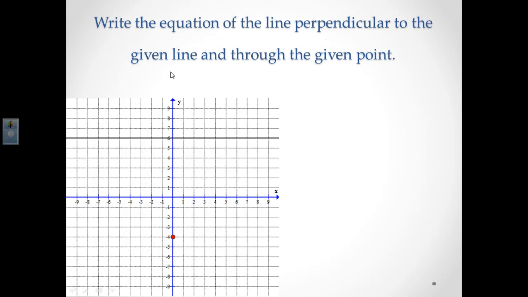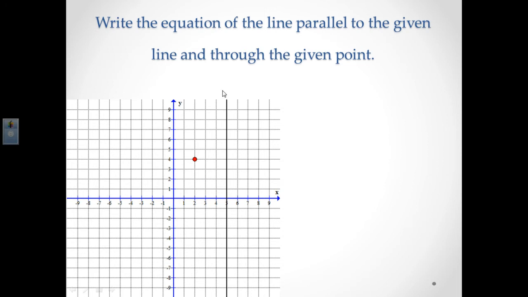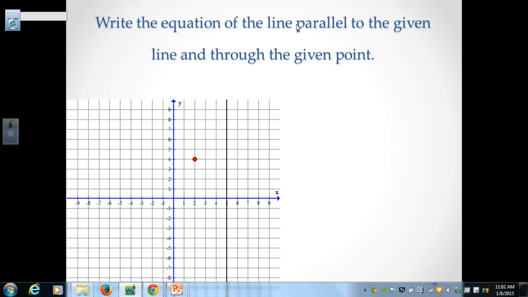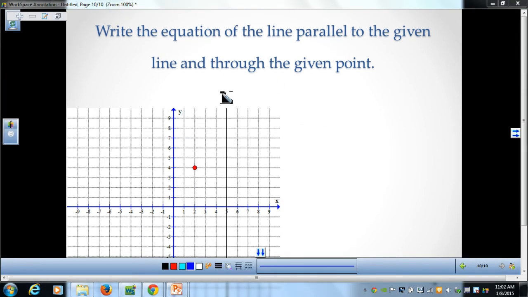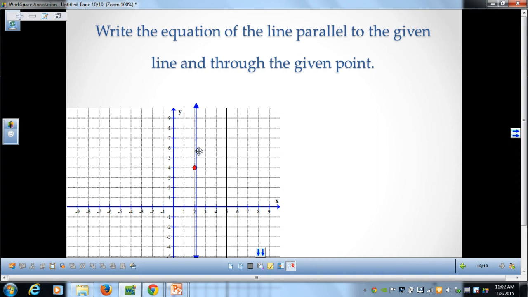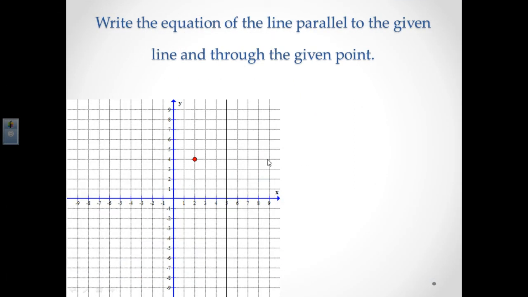Let's take a look at two more. Once again, now we're starting with a vertical line, and we want our new line to be parallel to this. If I start with a vertical line, the only way to be parallel is to have another vertical line. So here's a vertical line through that point. And once again, we said that all vertical lines have the form x equals a. What is the x-coordinate of every point on this new line? That would be 2.